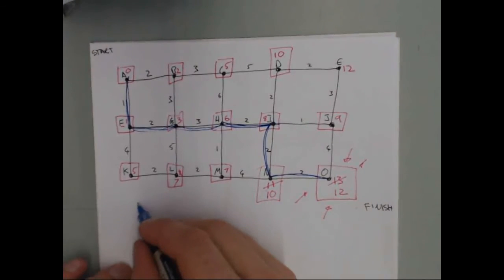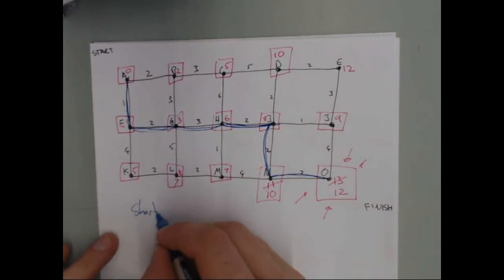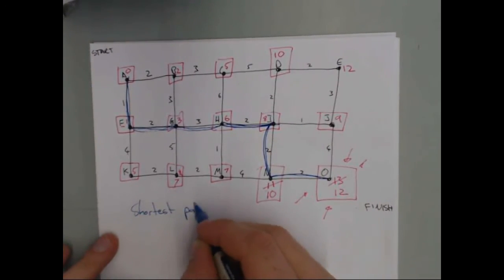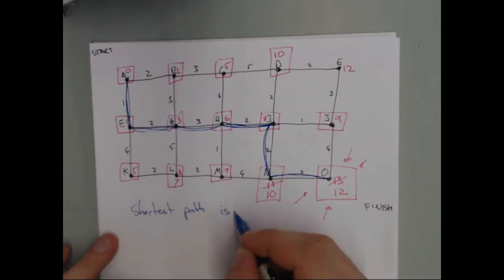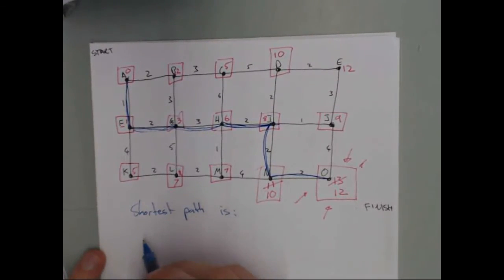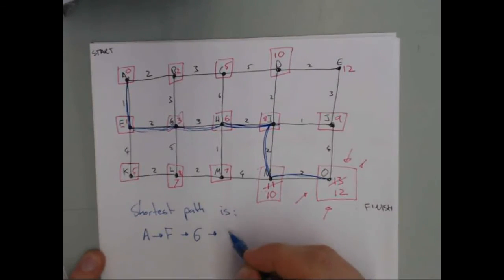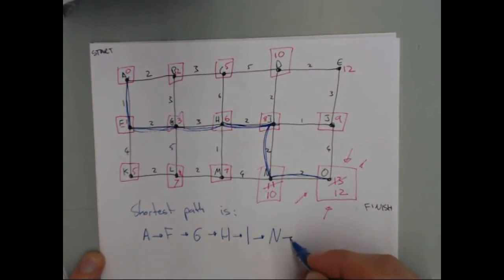So that means the shortest path is A, F, G, H, I, N, O.